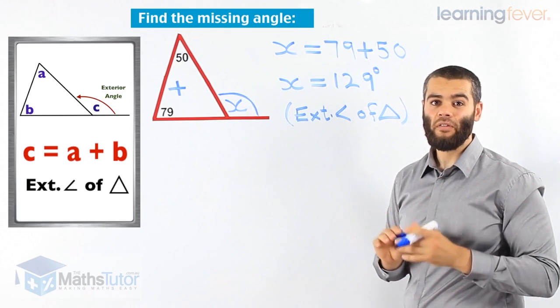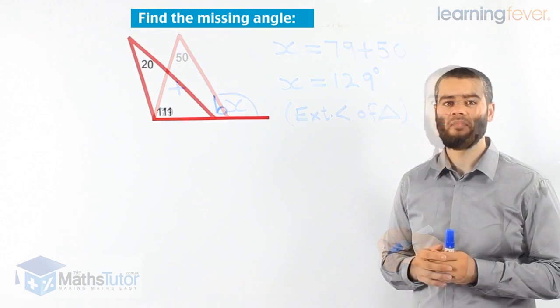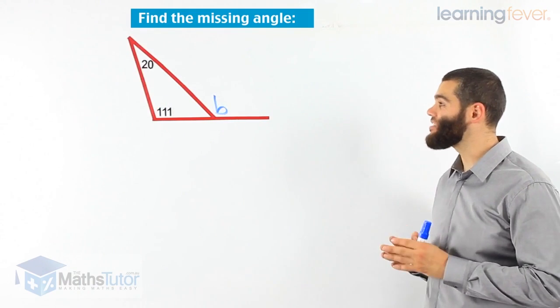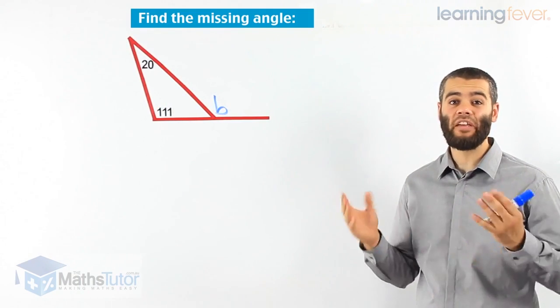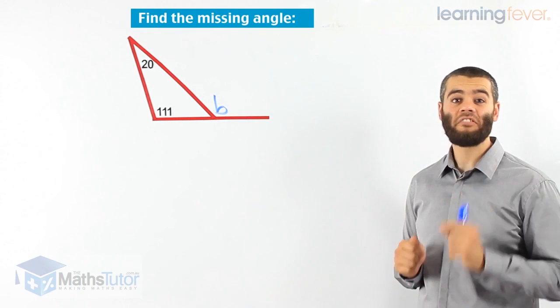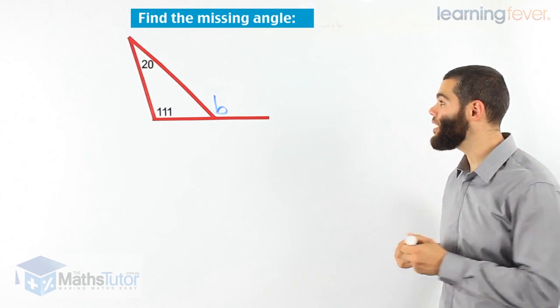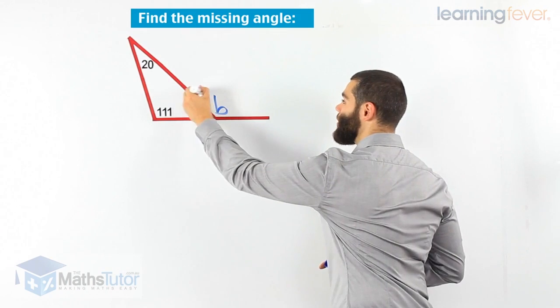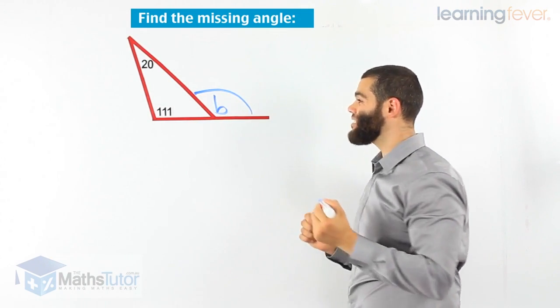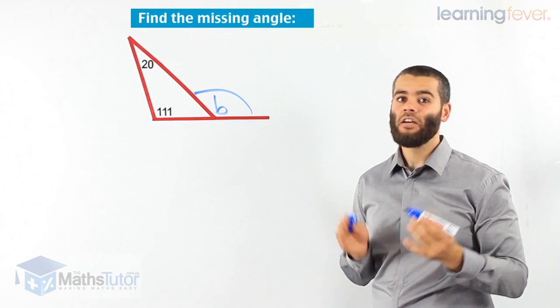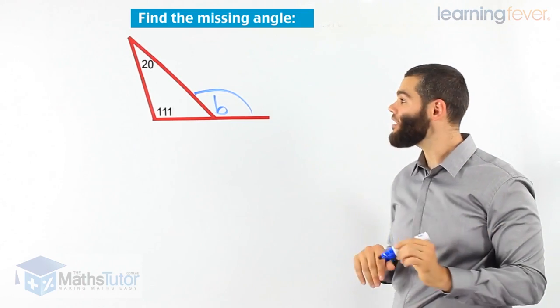Let us do another couple of examples. Okay, we have another example here. We're asked to find the exterior angle once again. The exterior angle is marked with a B. Where's the exterior angle? There it is. Basically, it is outside the triangle. That's why it's called exterior.